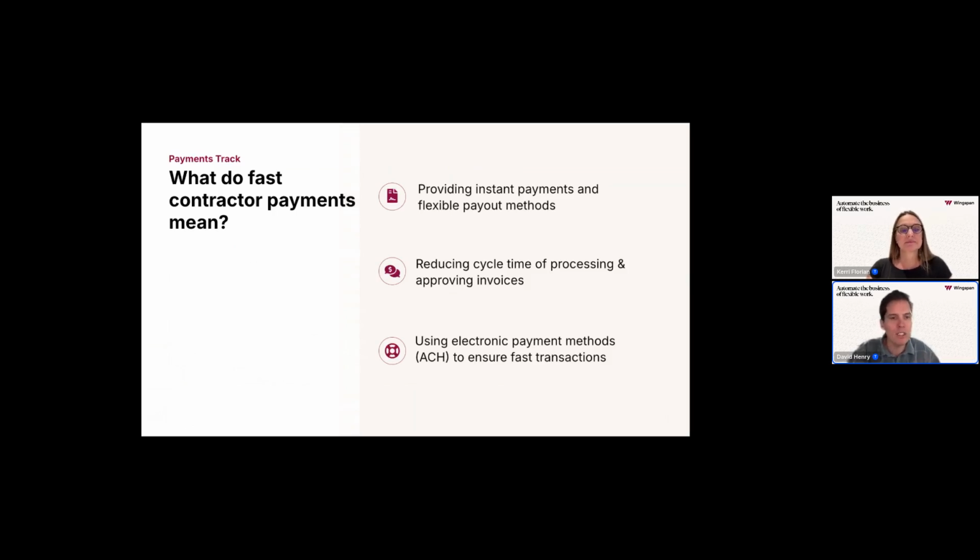But I want to focus the conversation first on this notion of speed of payment and what fast actually means for a contractor. One thing that comes up all the time with our user base is this notion of instant payments, but also flexible payout methods. So the ability for a contractor to get access to their funds sooner rather than later, but also making it easier for them to actually get the funds out of your account or payment method and into the way that they run their finances and run their business.